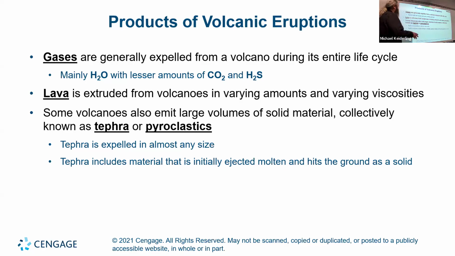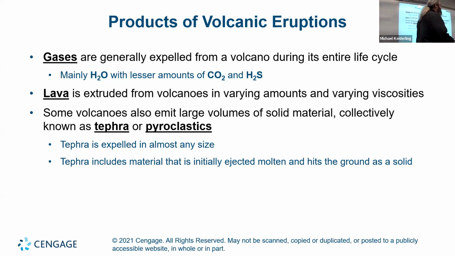So generally gases are always coming out of volcanoes. Some volcanoes will plug up, build up pressure, and have sudden releases when they explode outwards. But in general, there's a constant, steady release of gases from a volcano throughout its entire life cycle. These are mostly water, actually. Mostly water vapor with certain amounts of carbon dioxide and hydrogen sulfide, and there can be some other gases as well. And lava comes out of volcanoes in differing amounts and varying viscosities.